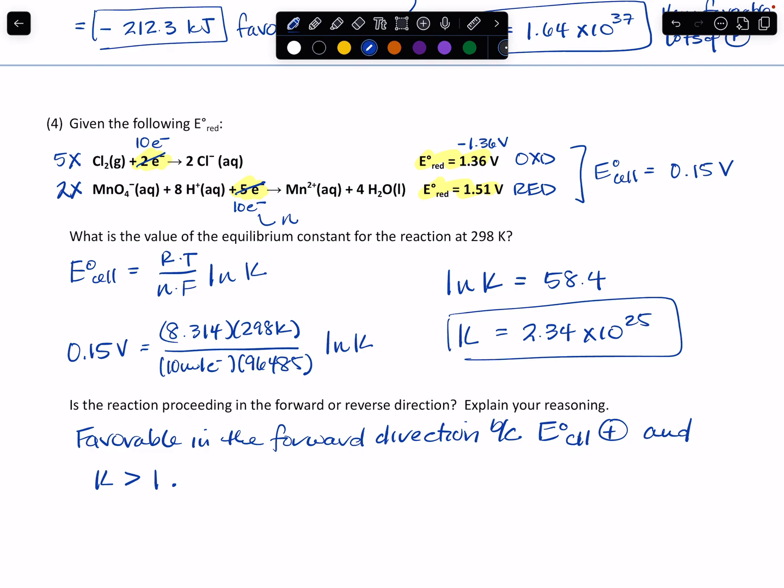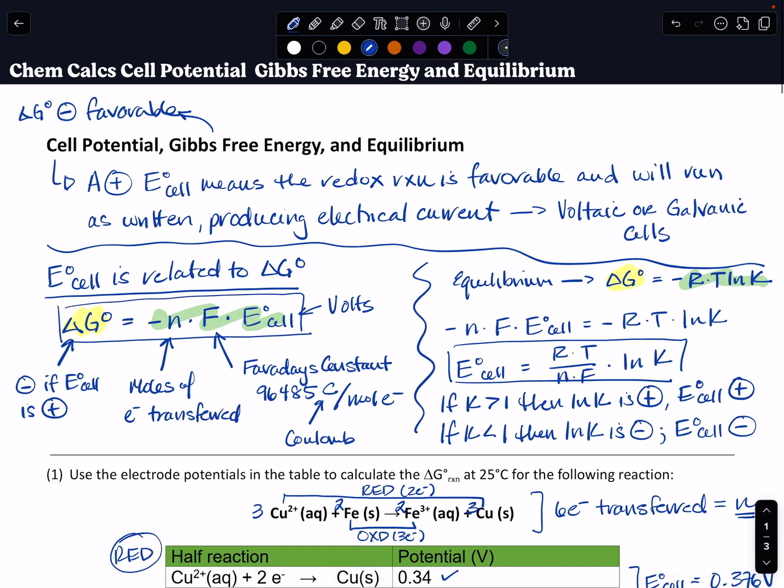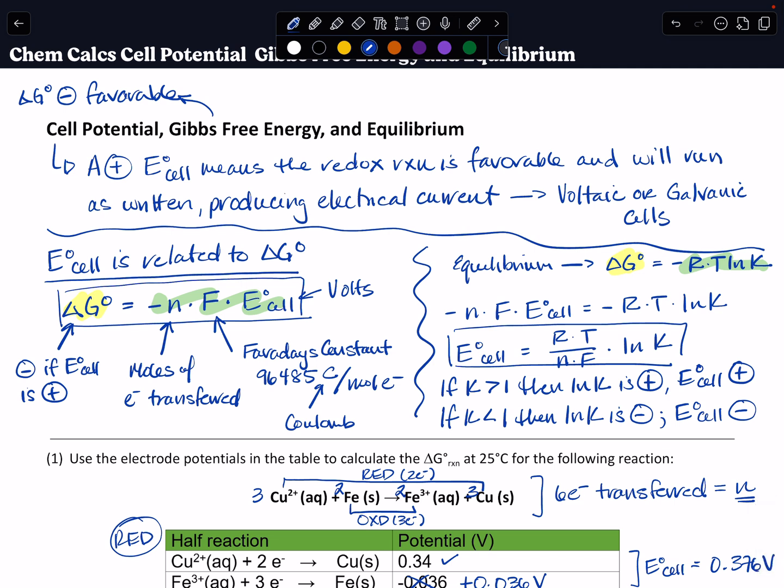Anyway, hopefully you enjoyed this look at cell potential and how it relates to Gibbs free energy through this new formula right here, remembering that n is moles of electrons transferred, F is the Faraday constant, and E cell is the cell potential for that particular redox reaction. Also, how we can relate that over to the equilibrium constant utilizing this new formula, remembering that these three variables are related, delta G, E cell, and K, and they should work together to tell you whether something is favorable or unfavorable.